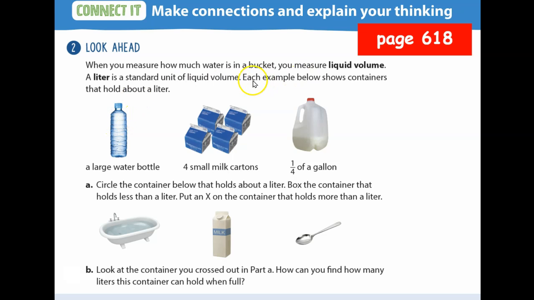So explain how each example below shows containers that hold about 1 liter. A large water bottle holds about 1 liter, like two of those that Julian has. Those small cartons that you get from the cafeteria, four of these also equals 1 liter. This is a 1 gallon jug. So about a fourth of it is about 1 liter.